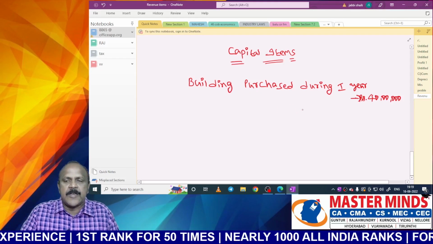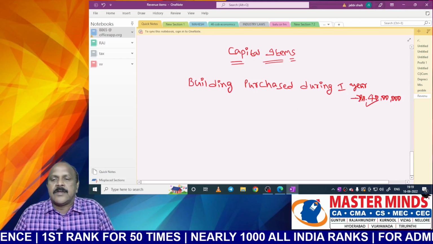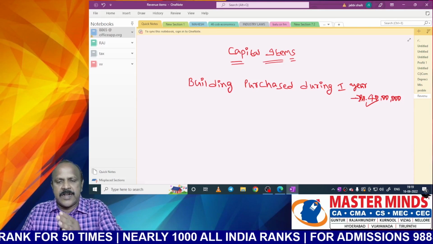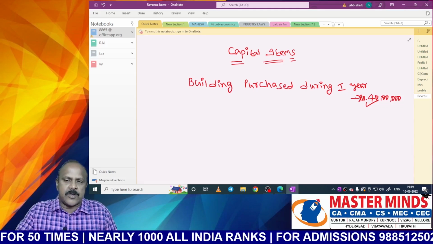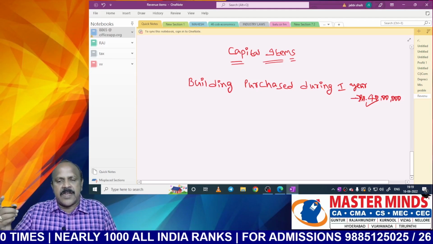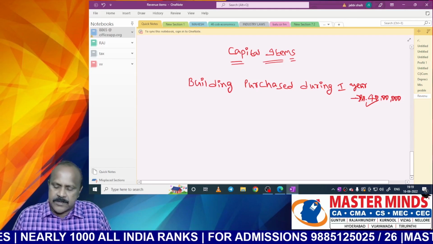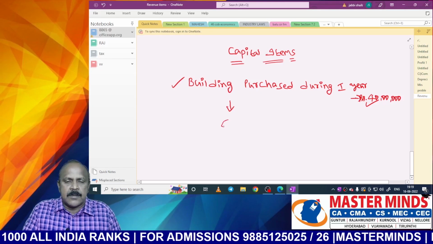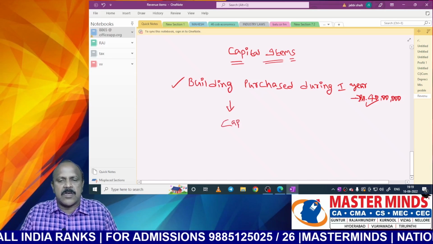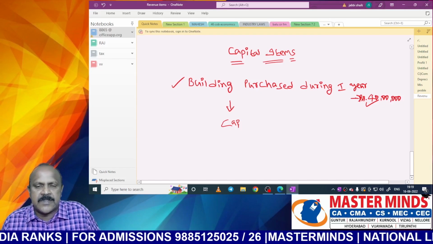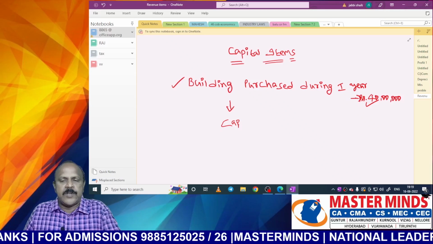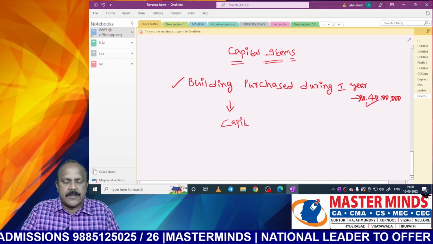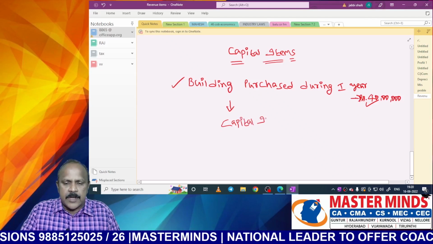What I mean to say, the value of building should be carried forward to the next year and is called the second year asset also. Like this, it is carried forward year after year. This is called a capital item. Building is not confined to the year of purchase itself and is carried forward to the next years. This type of item is called a capital item.